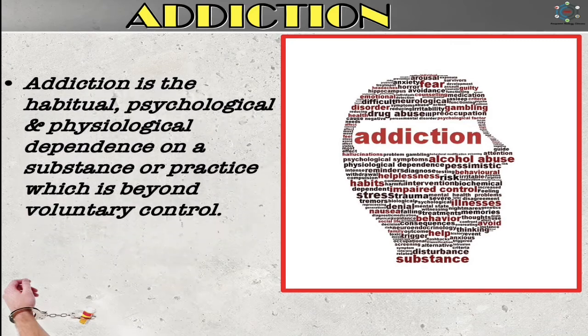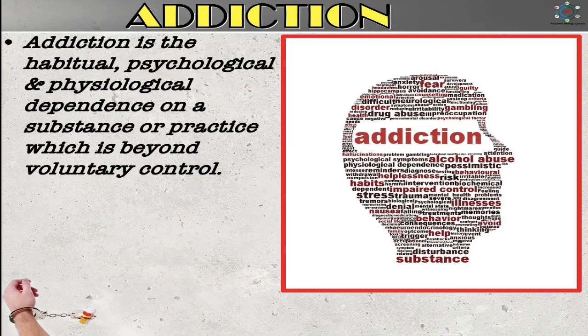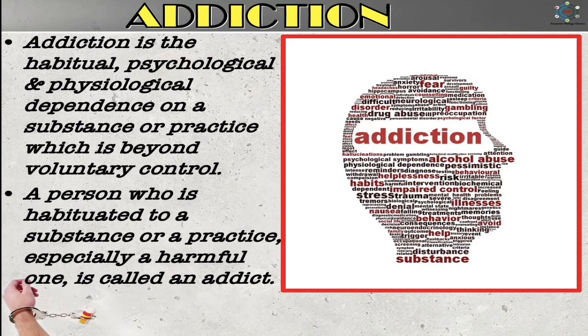So, according to the definition, addiction is the habitual, psychological, and physiological dependence on a substance or practice which is beyond voluntary control. A person who is habituated to a substance or a practice, especially a harmful one, is called an addict. Now, what are social diseases?